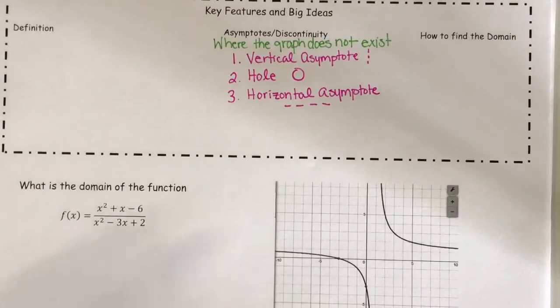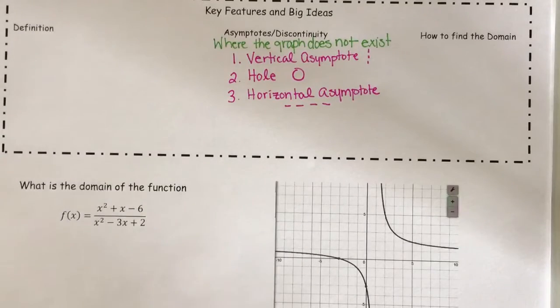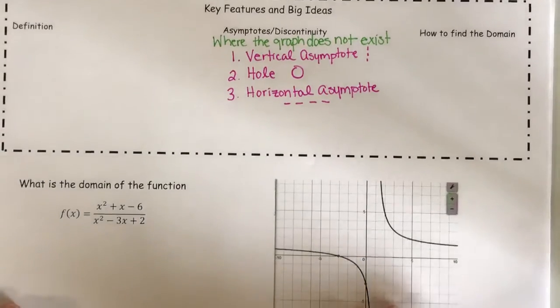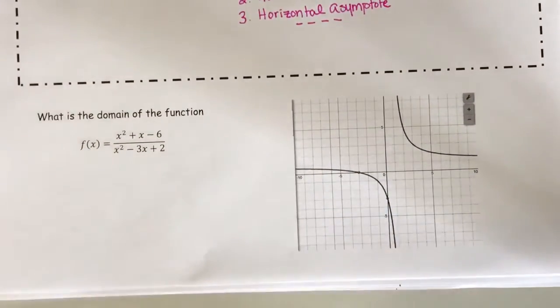The first example that we're going to look at, we're first just going to review how to find the domain of a function. So in the warm-up, you reviewed domain and range. But now let's look at finding the domain for this function here, the function x squared plus x minus 6 over x squared minus 3x plus 2. Now notice I have the function graphed.